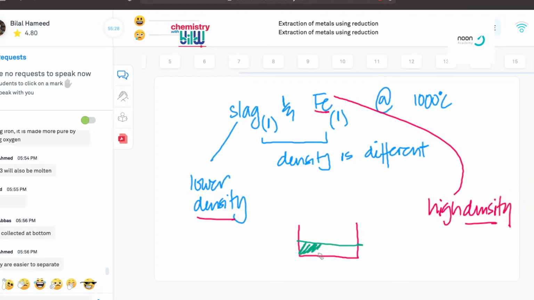So whatever container I have, they literally will have two layers. Below is iron because it's heavier, and on top of it is your waste, slag, which is lighter. And then take that out from here, take that out from here. That is iron, that is slag. But if they were not liquid, they would not be able to separate. But they were liquid, so they would be able to separate. All right? Make sense?